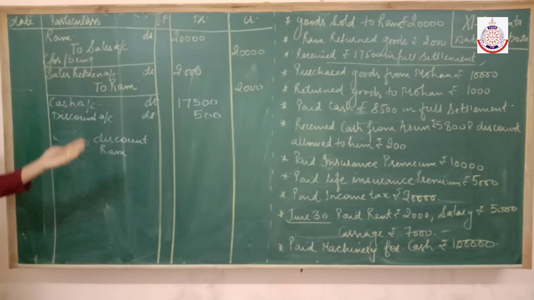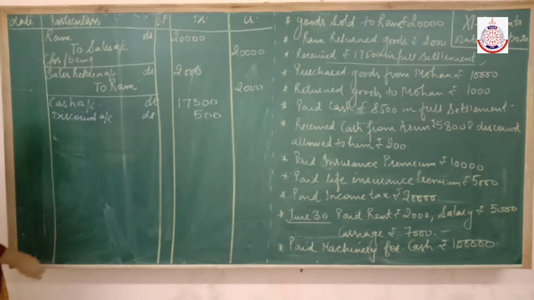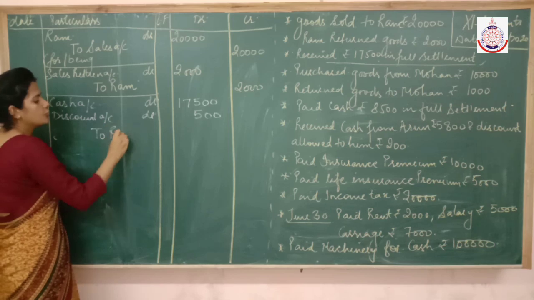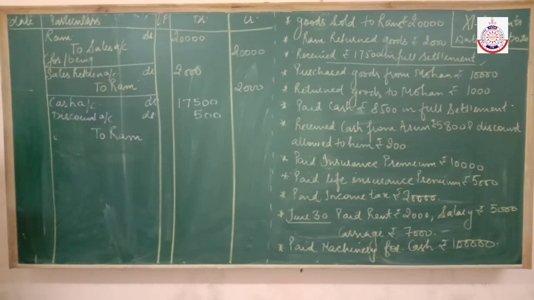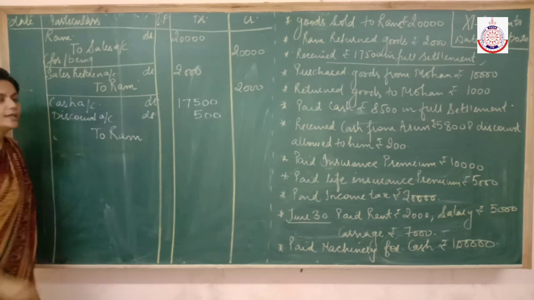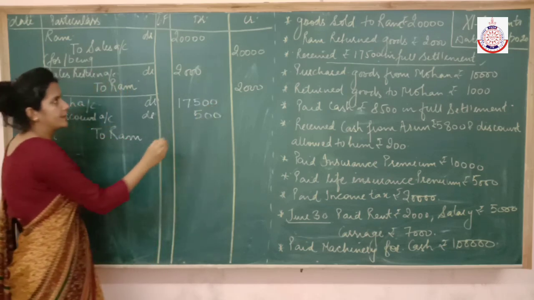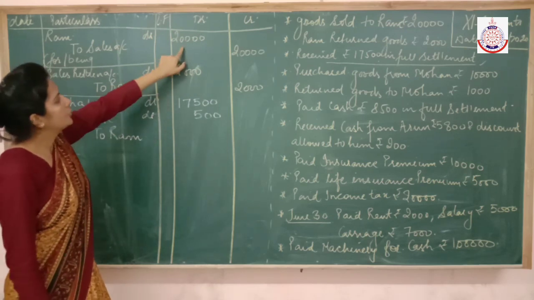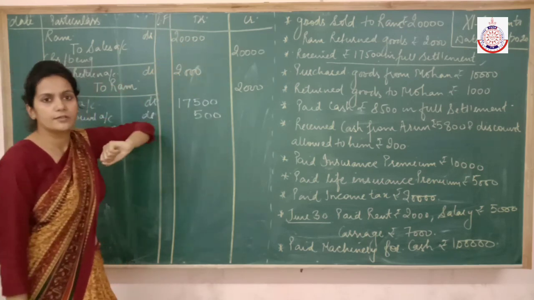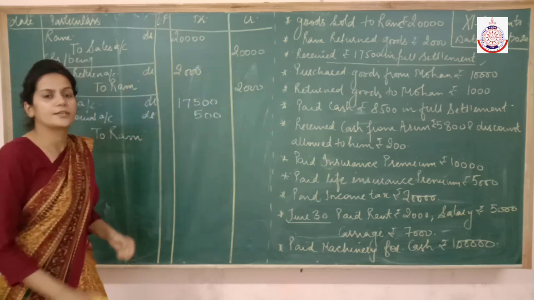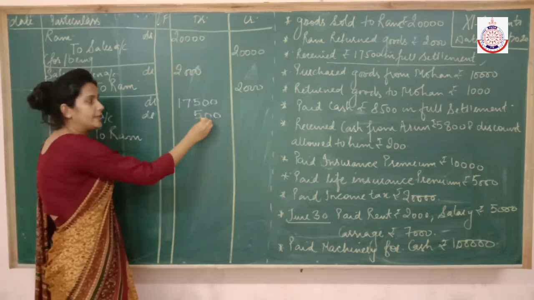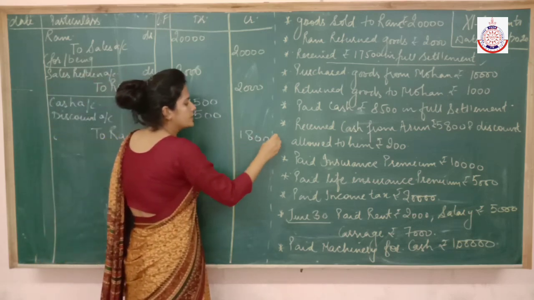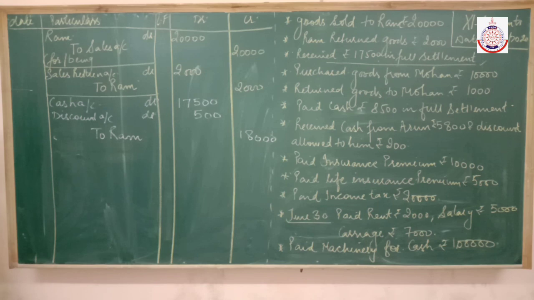Now tell me, who is the giver of this? Who is paying you this rupees 17,500? It is Ram who is making payment to you. Now Ram is a personal account. Ram is giving payment of rupees 17,500 to you. Ram is the giver, and giver should be credited. So total of this side. Now one more thing: total of debit should always be equal to total of credit. Check. 20,000 in debit, 20,000 in credit. 2,000 in debit, 2,000 in credit. 17,500 plus 500 means 18,000 in debit, 18,000 in credit. I hope this thing is clear.